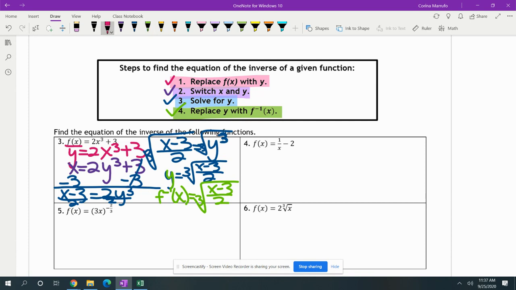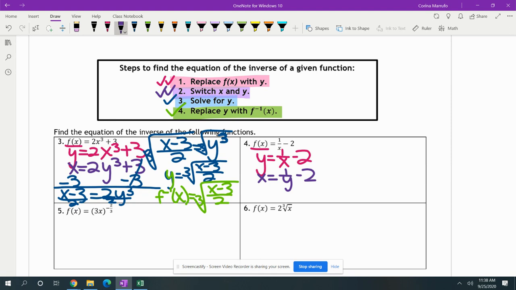All right. So step 1, replace f of x with y. So here's f of x. Instead of f of x, I'm going to write it as y equals 1 over (x minus 2). The second step, switch x and y. So we're going to get x equals 1 over (y minus 2).